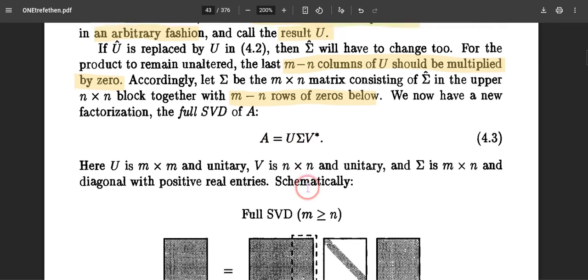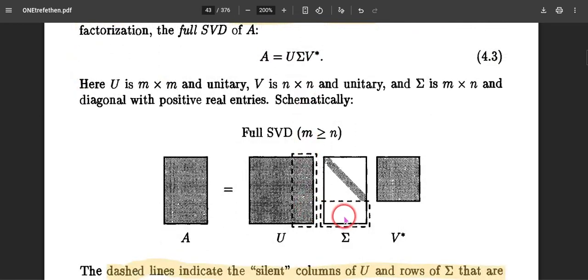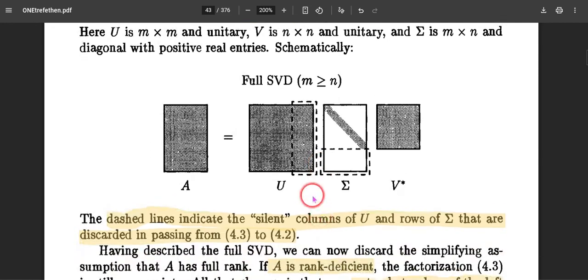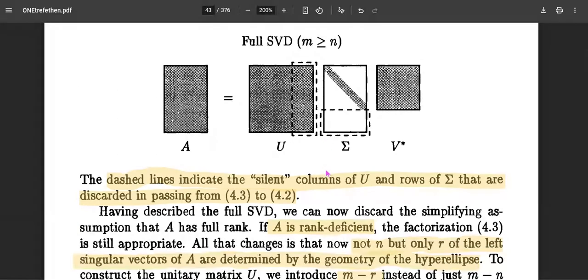So this will be added into that, and these are some of the redundant information added to have the full SVD for full rank matrices.